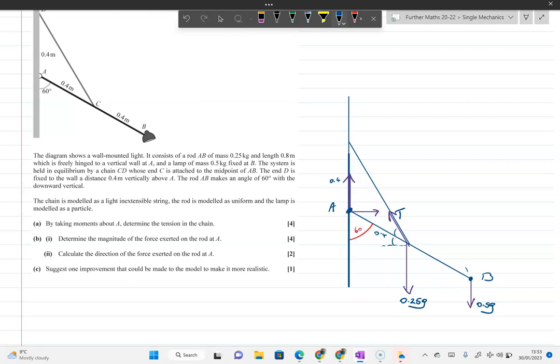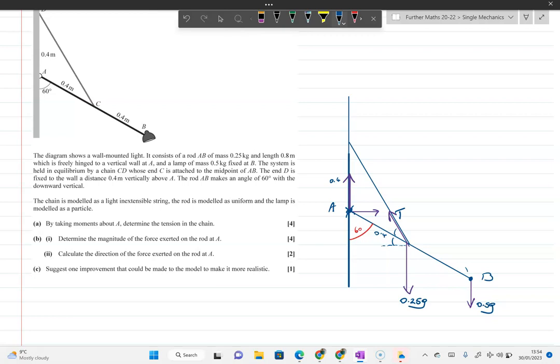I think I've marked on all the forces. Helpfully in this question, they've told us to take moments about A. To be honest, I'd have probably taken moments about A anyway, because it's often a good idea to take moments about the hinge, but it's told us that, so it's made life a bit easy for us. We know that we have to take moments about A. No point in taking them about anywhere else.